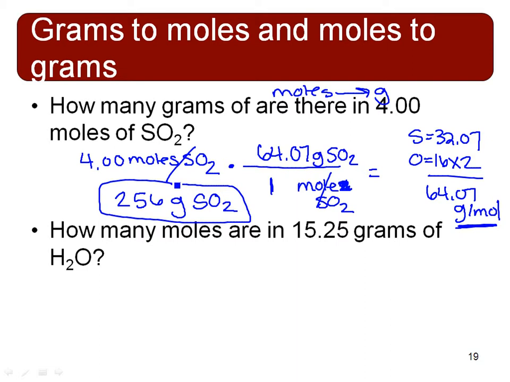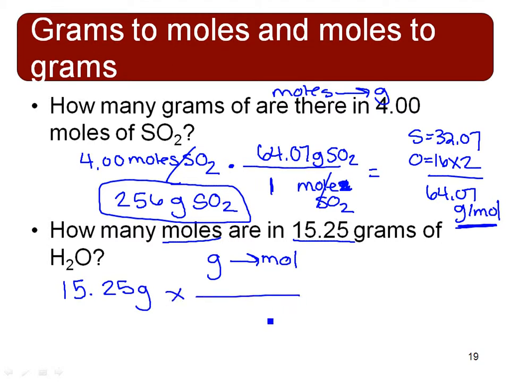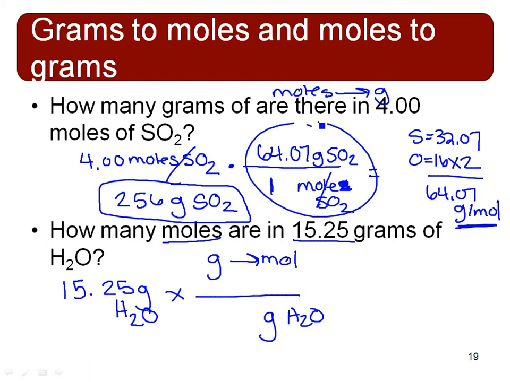In our next problem, we're asked for moles, and we're given grams. So we're going from grams to moles. We write out what we know. As always, we've got water, and we have to be sure we put our compound. This time it's just going to be the reverse of the problem up here. Because we have grams on the top, we've got to have grams on the bottom.